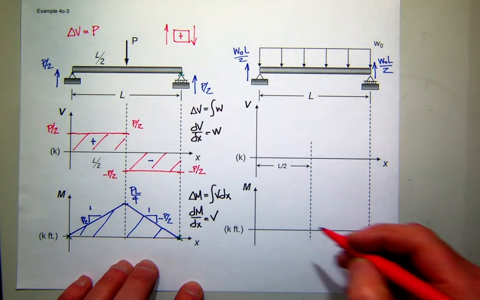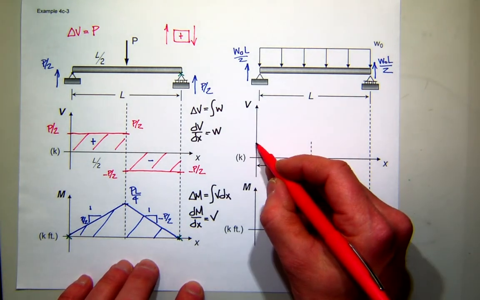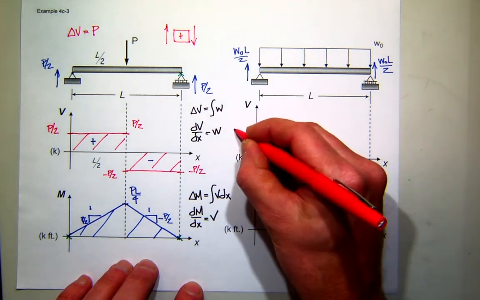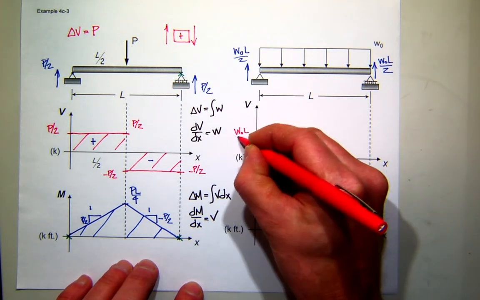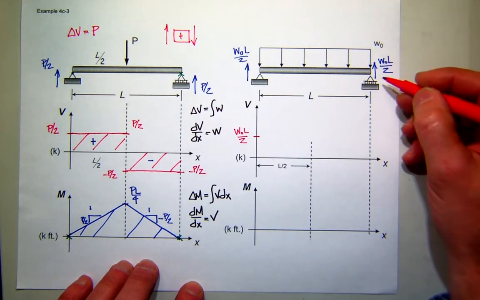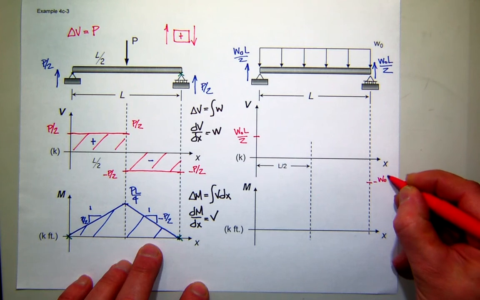So what is the shear on the left side to get started? Positive, and has a value of W naught L over 2. What's the shear on the right-hand side? Negative. What's its value? Negative W naught L.